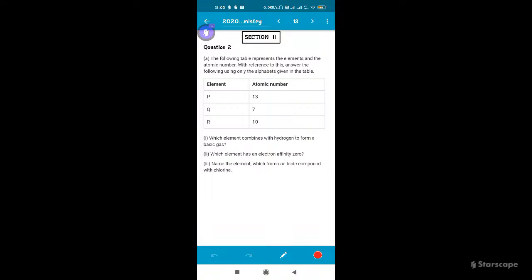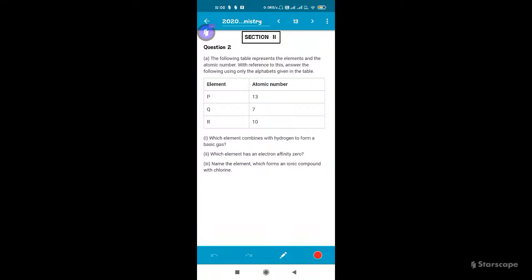The following table represents the elements and the atomic number. With reference to this, answer the following only using the alphabets given in the table. So we have been given 3 elements and their respective atomic numbers in a box. By using these elements and their atomic numbers, we have to answer the 3 questions given below. A very easy question from the chapter periodic table. So let's see how to solve.